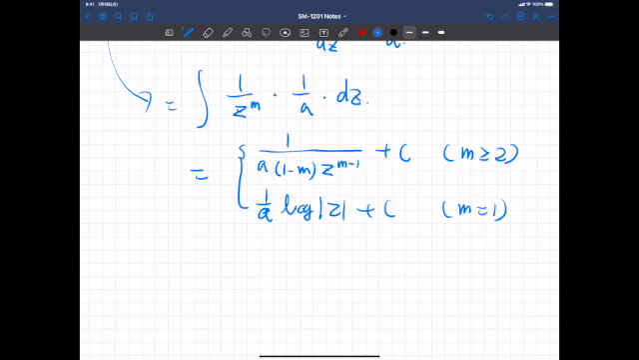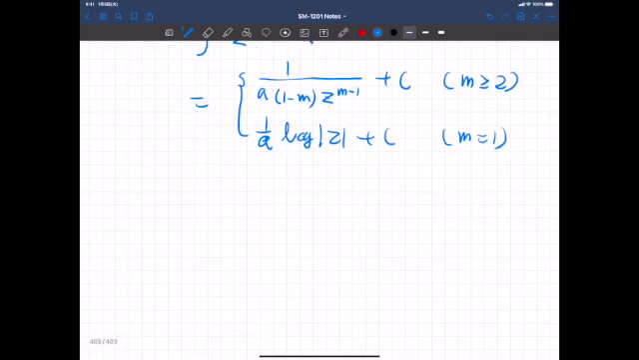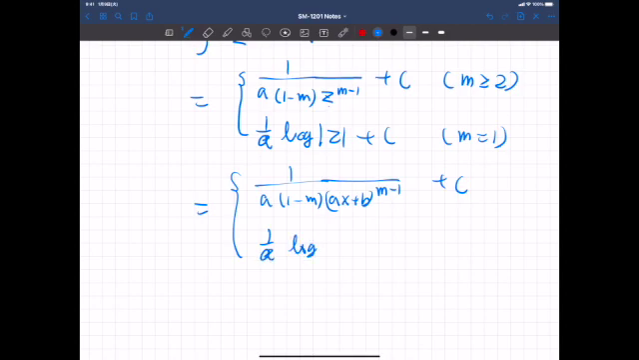So that means the original integral, we just replace this z with ax plus b, and we have 1 over a times 1 over (1 minus m) times (ax plus b) to the power of (1 minus m) plus c, or 1 over a log (ax plus b) plus c. So this is it.